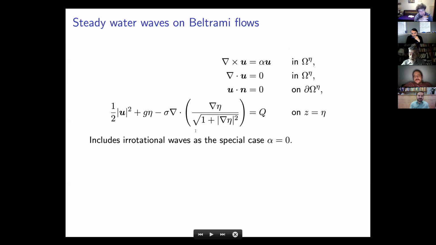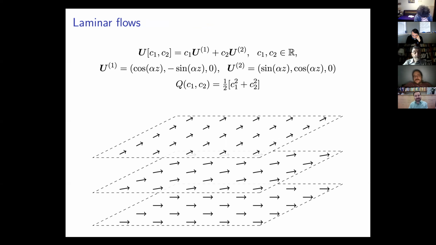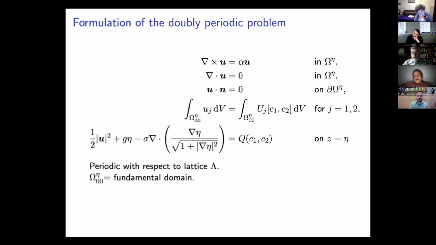Okay, so what are these strange waves? I mean, in the irrotational case, we're essentially bifurcating from uniform flows. So what is the analog here in the Beltrami case? The analog is that you have solutions which are uniform for each vertical position, but the direction varies with depth. So they look something like this. So we have a two-parameter family of such solutions. Okay, and so these are the waves which we bifurcate off.